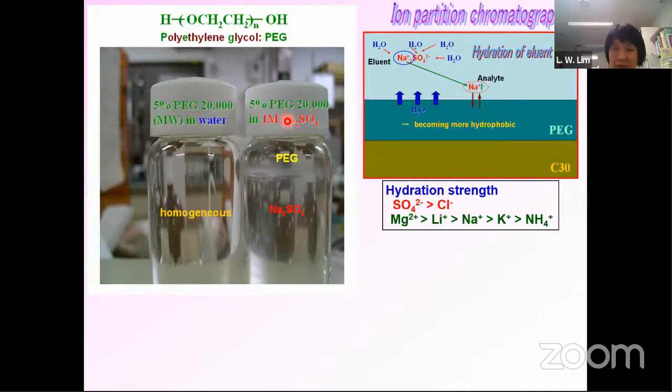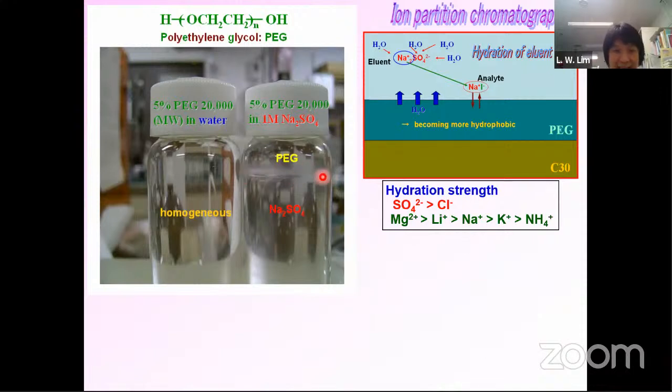But when you mix under 1 molar of sodium sulfate here, any salt at 1 molar, you can see the water phase become 2 phases like this. The PEG will be here, and then the salt will be here. And there is a surface, a hydrophobic surface, that happens like this here.